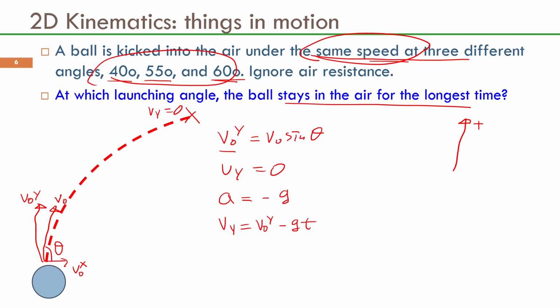So let me plug in all the values. 0 equals V0 sine theta minus gt. So the time in air, t, equals V0 sine theta divided by g. If the initial velocity is the same and acceleration g is not changing, the time in air is determined by theta. And we know sine 60 is larger than sine 55 and sine 40, so that means at 60 degrees, among these 3 different angles, the ball would stay in the air for the longest time.